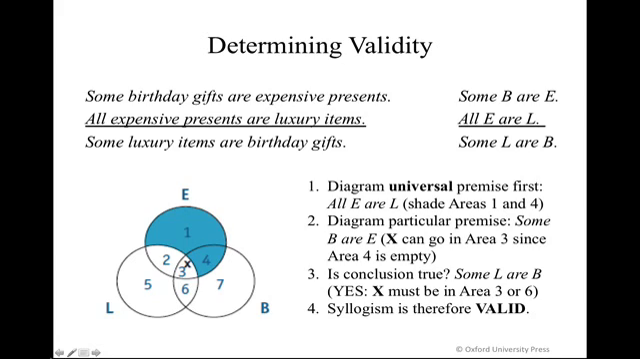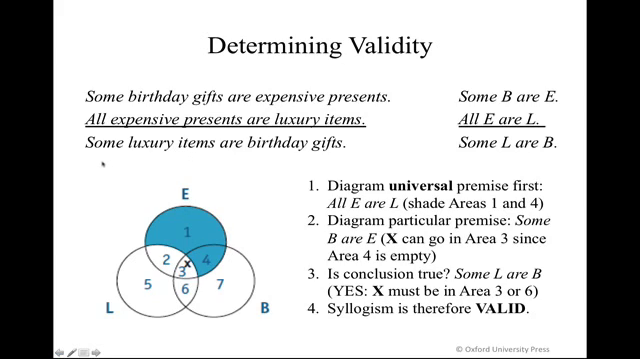Here's another example, and this time we get to shade, and I want to tell you about the rule whereby when you have at least one universal premise and the other is a particular premise, you always diagram the universal first so you know what areas are not available to the particular claim.